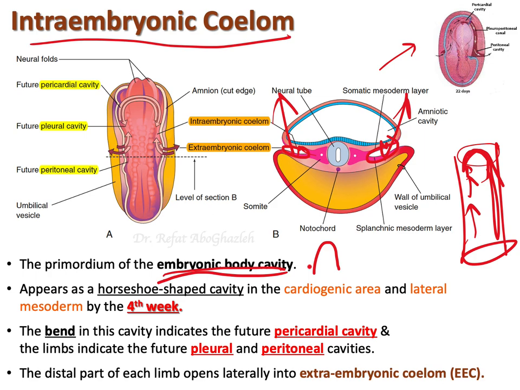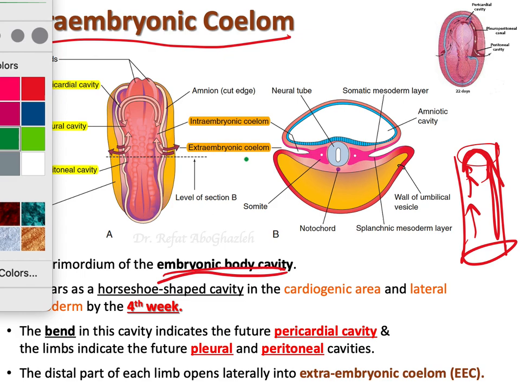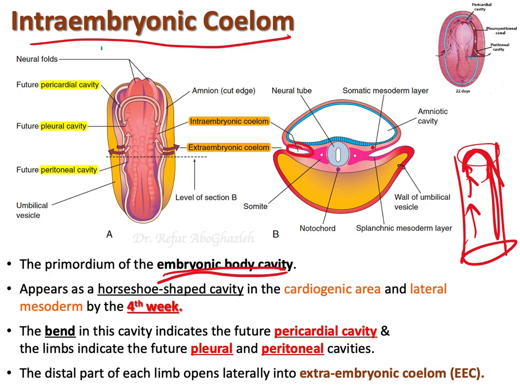In the cardiogenic area, you see the arrows here, and it is located in the lateral mesoderm, because again, where it's located, it's located here in the lateral mesoderm. So take this all the way through the embryo, right? Because you take a cross section, right? That was, you see here.